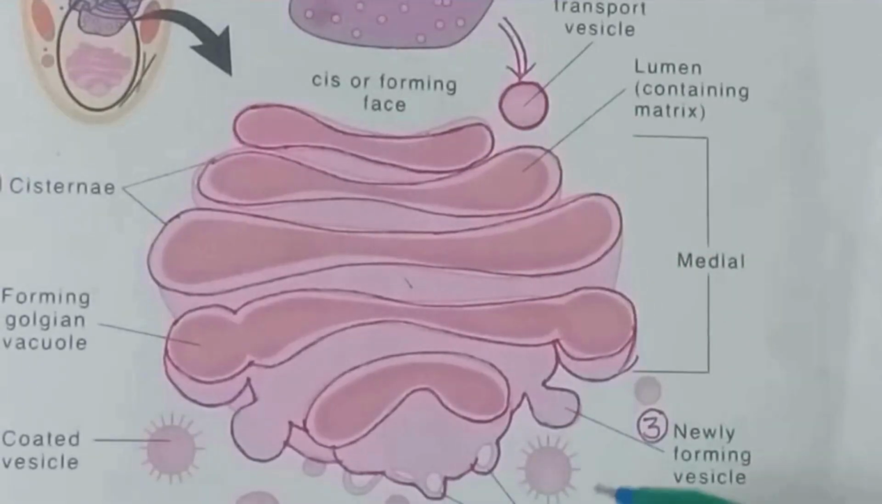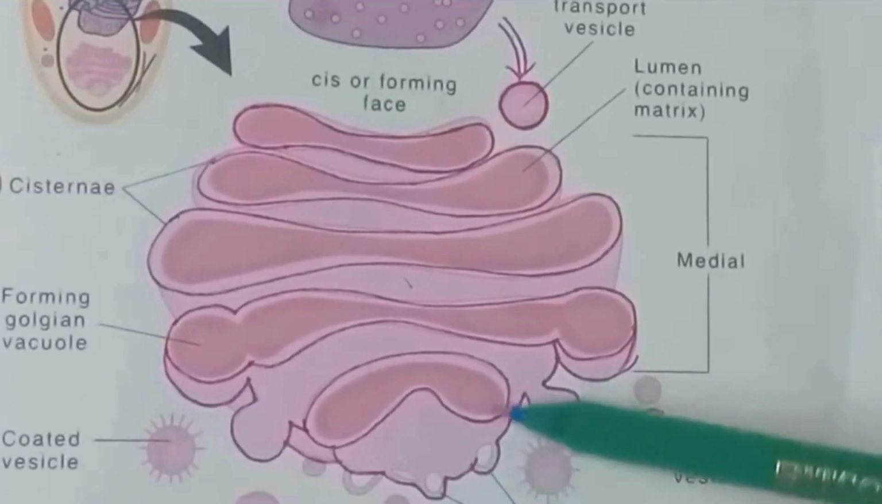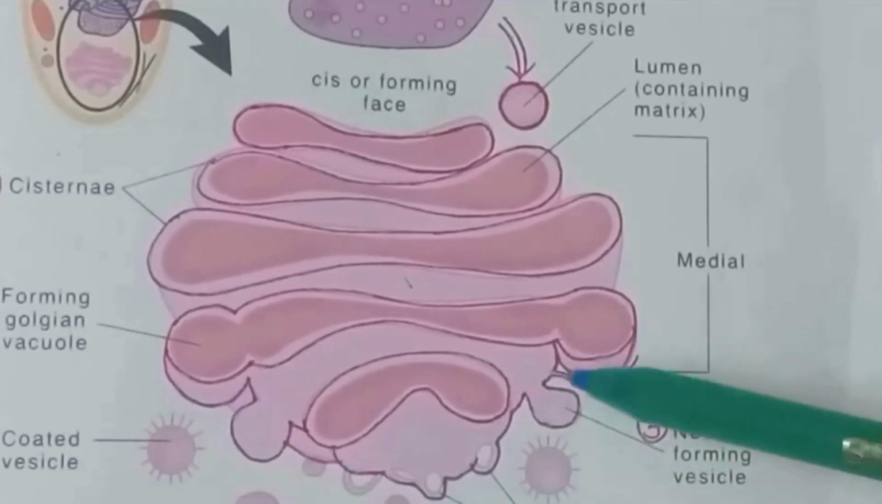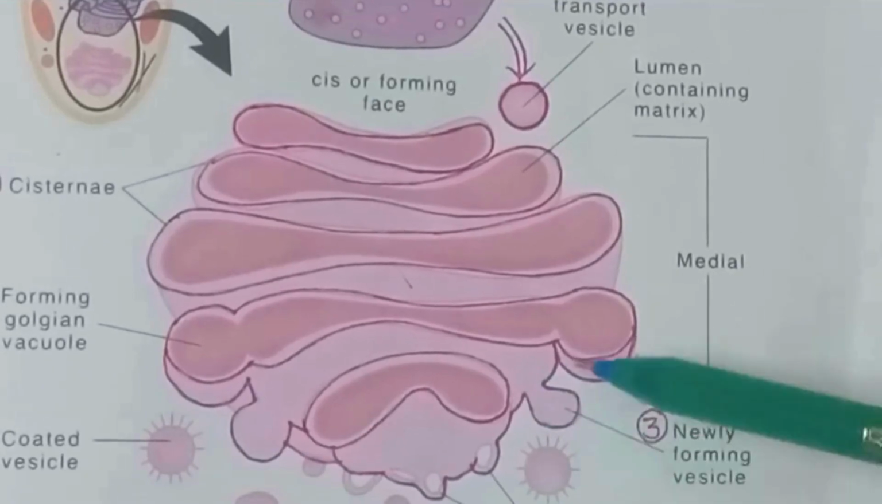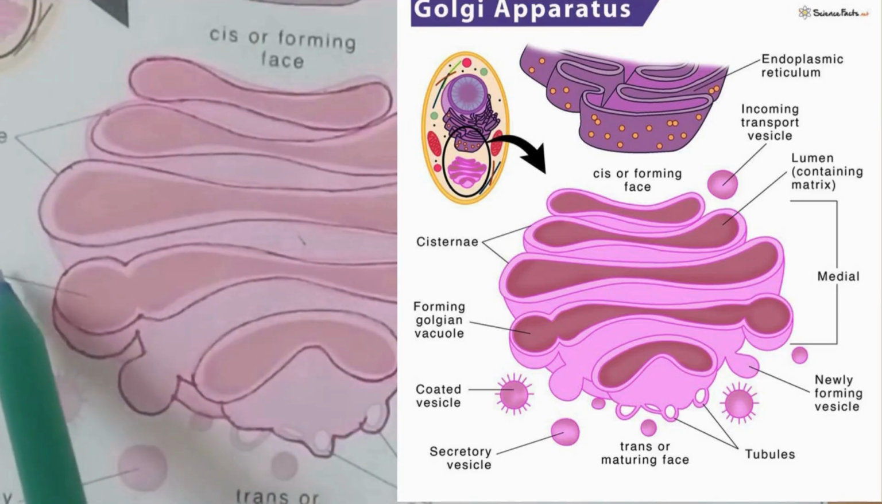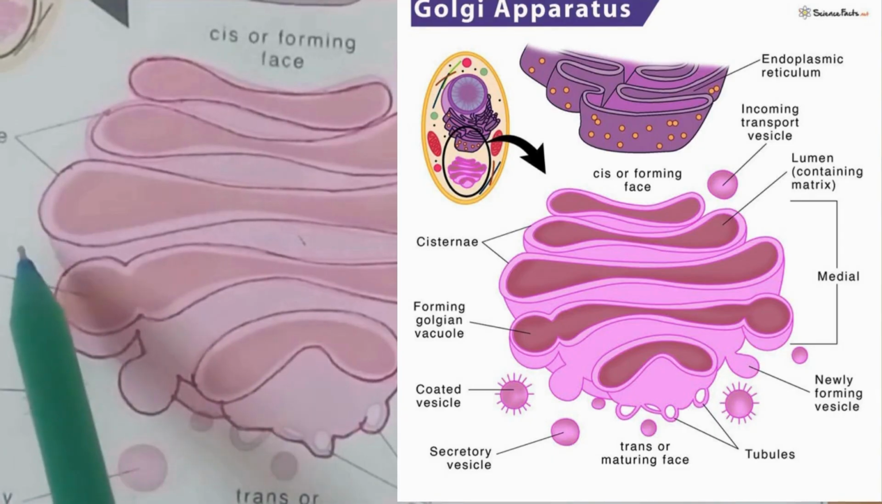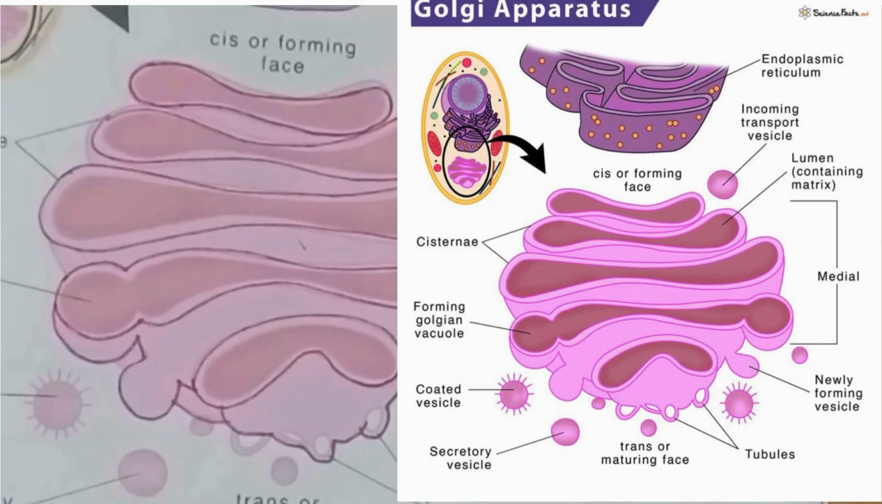Coming to the tubules, these are flattened round structures which arise at the periphery of the cisternae. Vesicles are small round structures which arise at the edges of the cisternae. Coming to the Golgian vacuoles, these are large spherical structures of the Golgi apparatus. Let's discuss the functions of the Golgi apparatus.